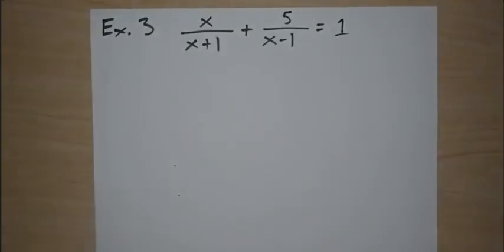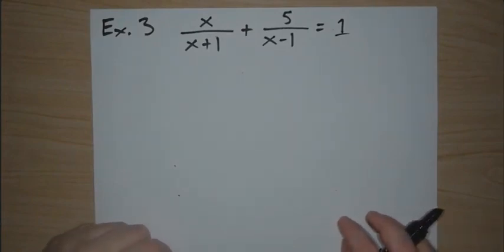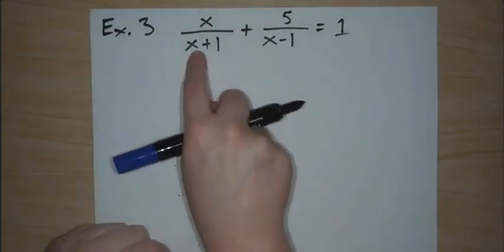This is example 3 from the Solving Rational Equations lab. We want to solve the following for x. What we want to notice first is our domain restrictions. We cannot divide a fraction by 0.